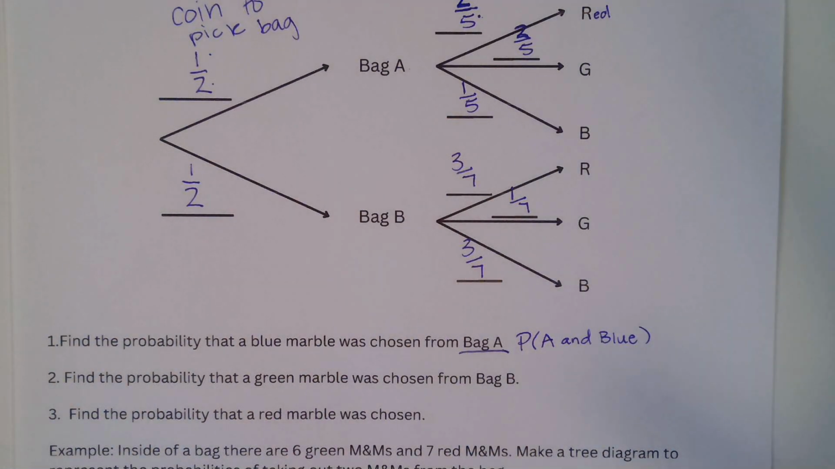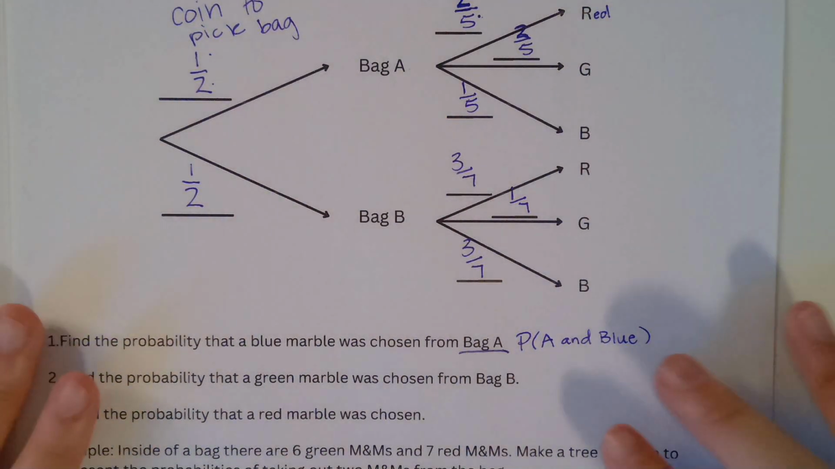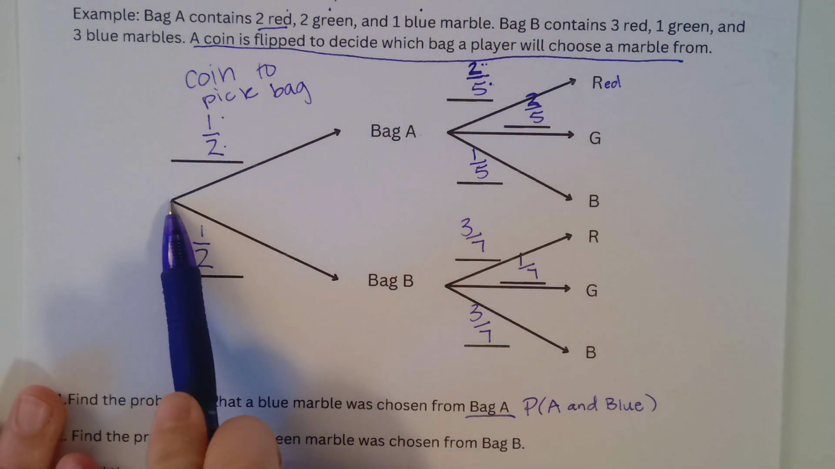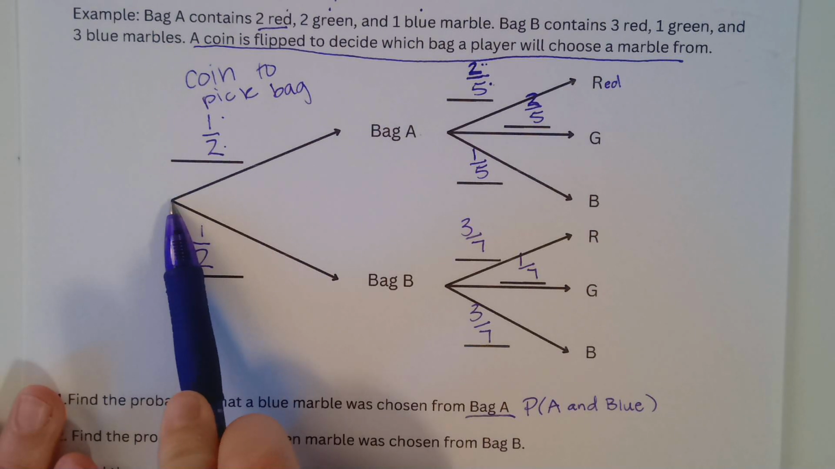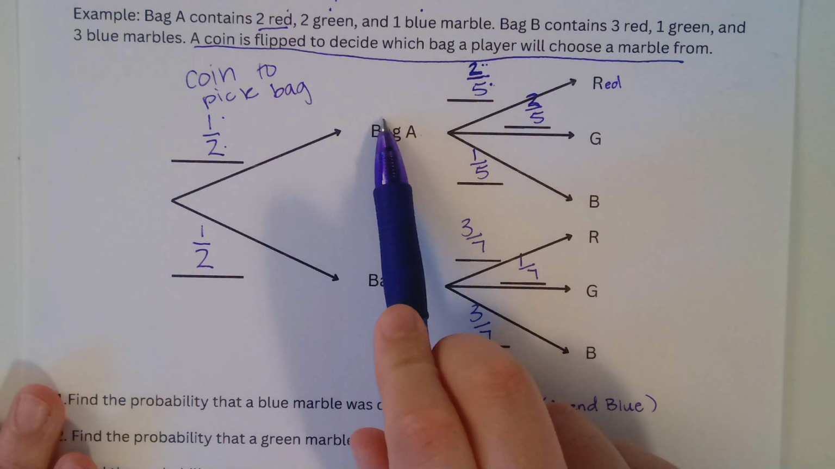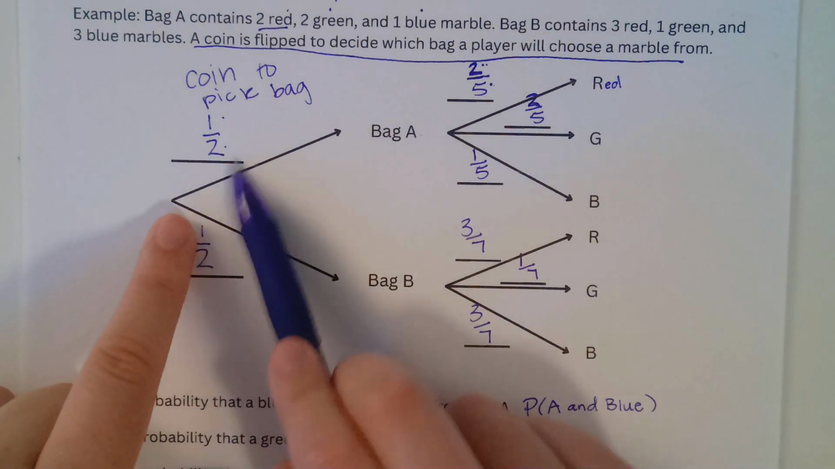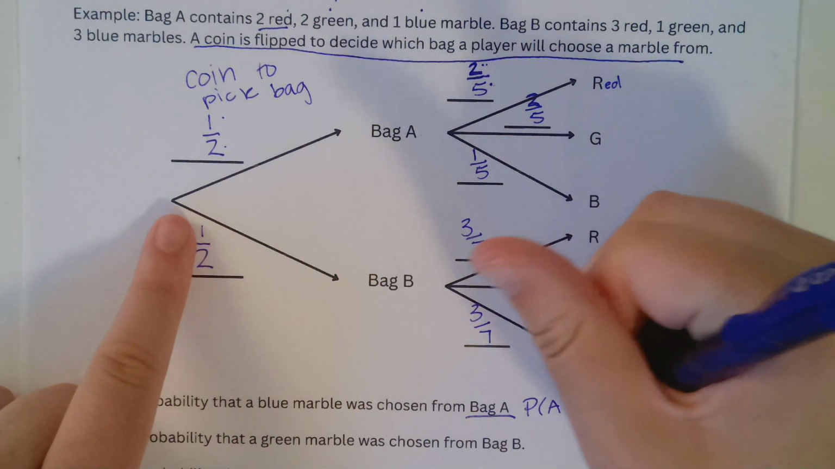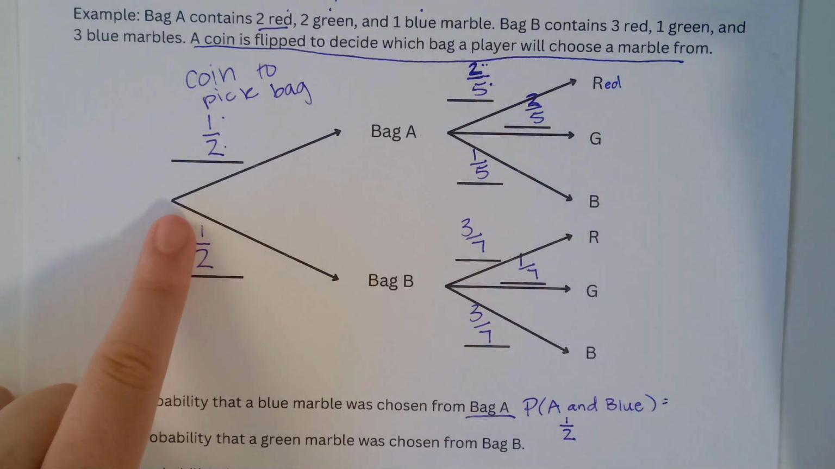So how you're going to figure out the probability of that is you're going to go up to your tree diagram and follow that specific path. Starting over here on the far left, the very first thing that happened was we picked bag A. To get bag A, there was a 1 out of 2 probability. So I'm going to write that down there. It was a 1 out of 2 to get bag A.